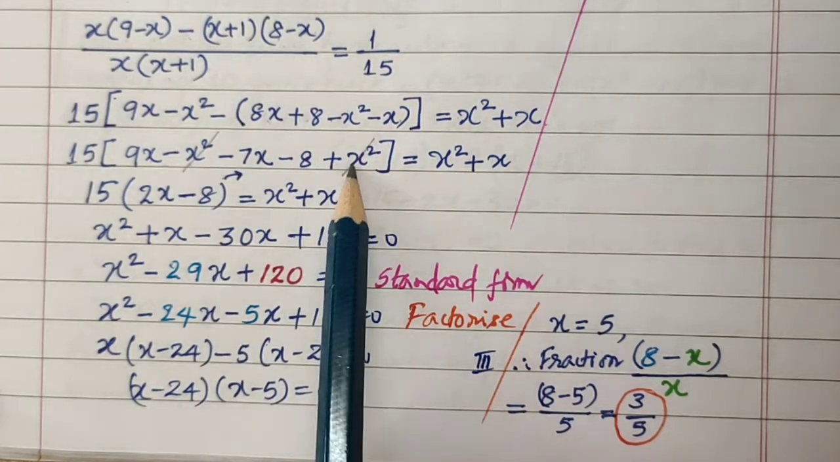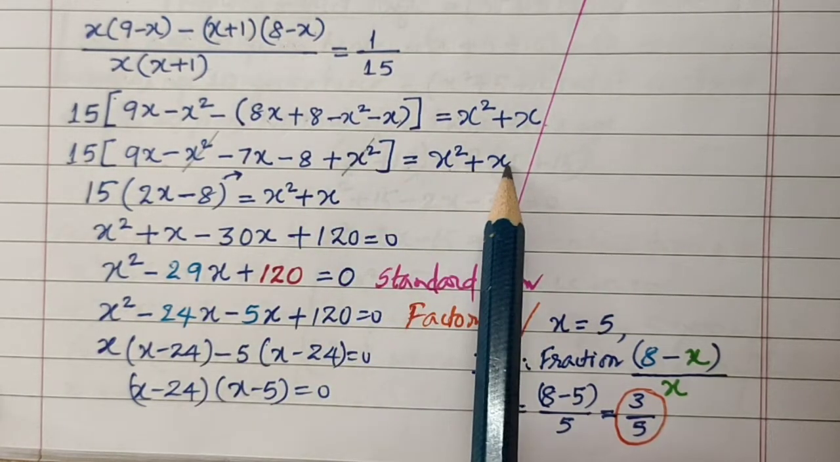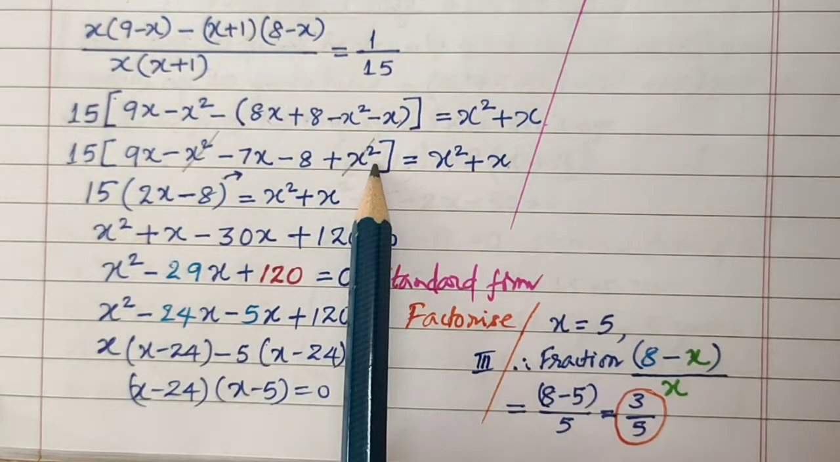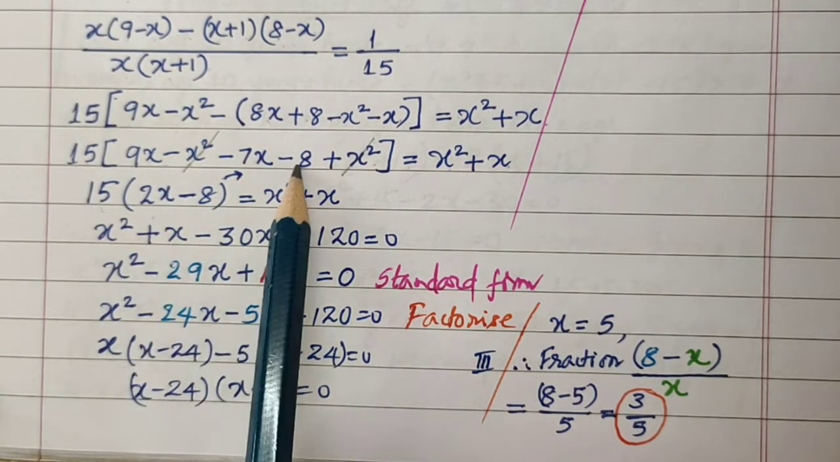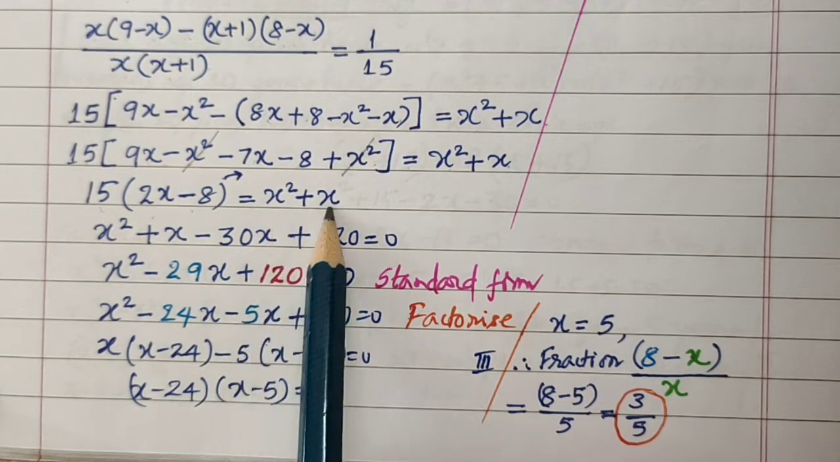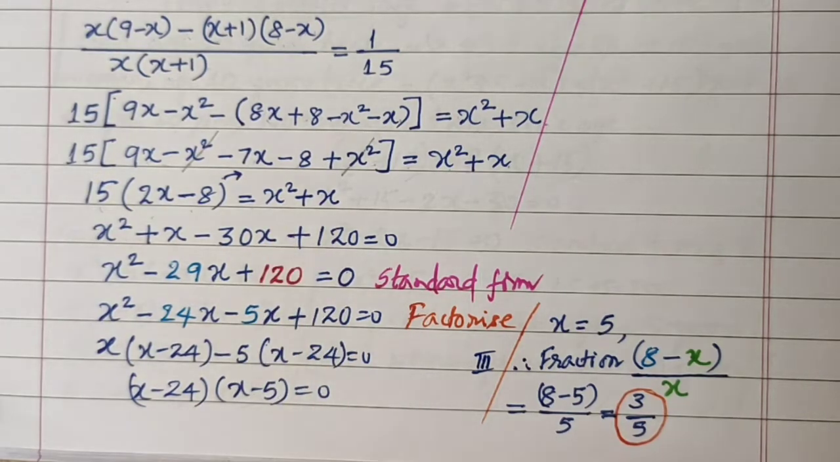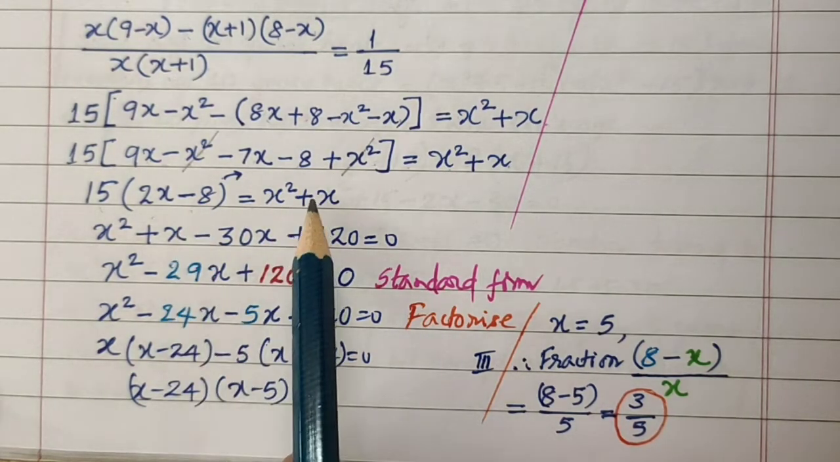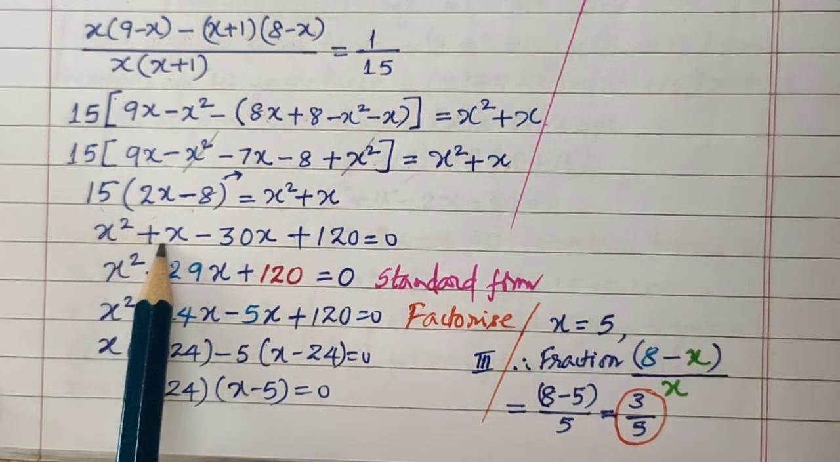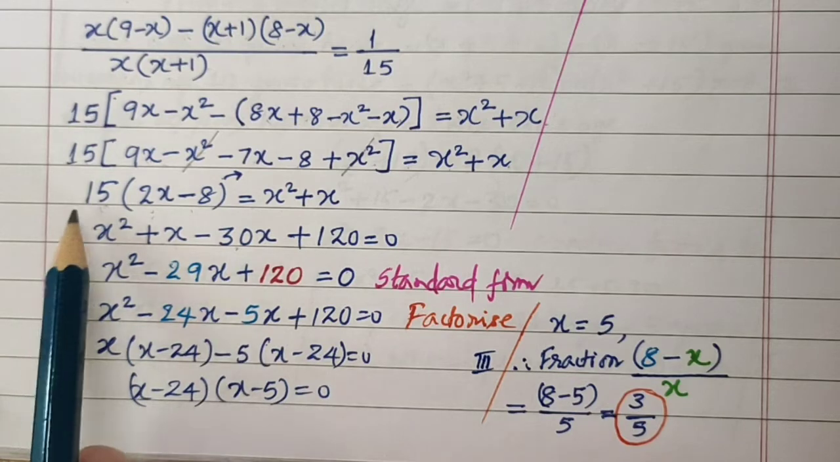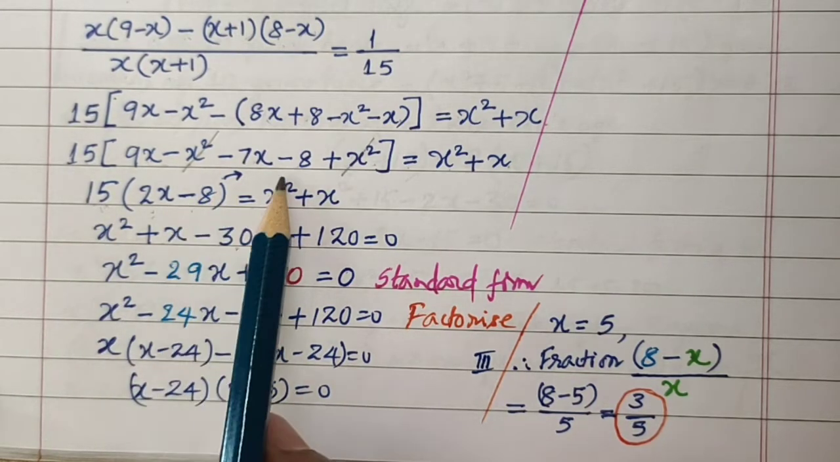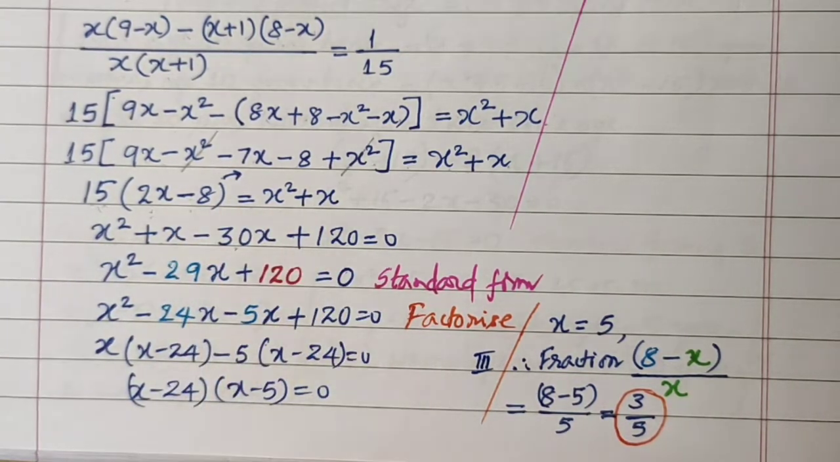minus into minus, plus x square, is equal to x square plus x. This x square got cancelled. 15 we are keeping as it is. 9x minus 7x is 2x minus 8, that is equal to x square plus x. Because there is x square on the right hand side, bring these towards the right hand side. x square plus x, 15 times 3 is 30, when this goes to that side, minus 30x. 15 times 8 is 120, when this goes to that side, minus will become plus 120, is equal to 0.